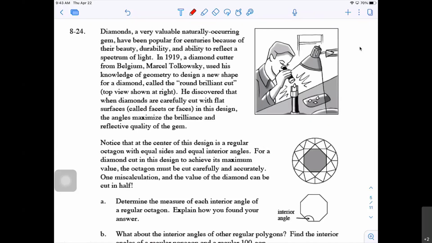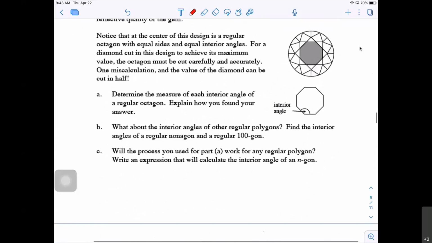Okay, so that's the idea. They find some diamond and then they cut it at different angles, and all the different cuts are what make a diamond shine and make it what it is. Part of that is geometry, to make sure that it shines at the maximum amount. So if you notice, at the center of this design is a regular octagon with equal sides and equal interior angles. For a diamond cut in this design to achieve its maximum value, the octagon must be cut carefully and accurately. One miscalculation and the value of the diamond can be cut in half. So obviously it's important to get it right.